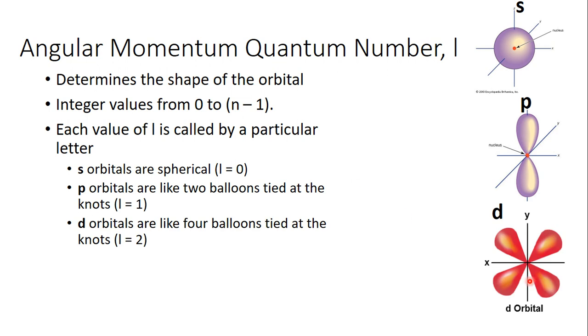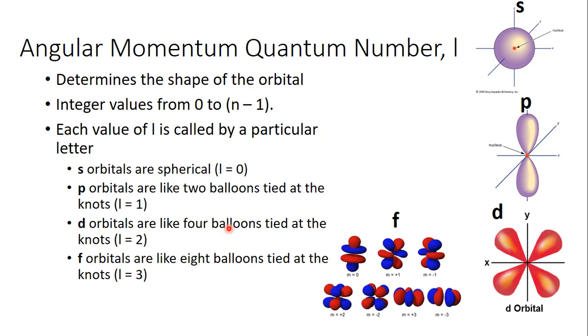If L equals 2, now you get 2 figure 8s that cross each other, or 4 balloons tied to each other. So that's what d orbitals look like. And we have one more, L equals 3. You get really weird looking structures when you get to L equals 3, or F orbitals. It's like 8 balloons tied together. We're really going to focus on S, P, and D in this class. If you go into organic and physical chemistry, that's when you'll look more at the F orbitals, or L equals 3 quantum number.